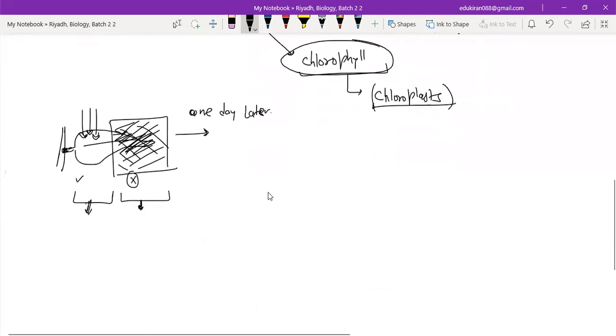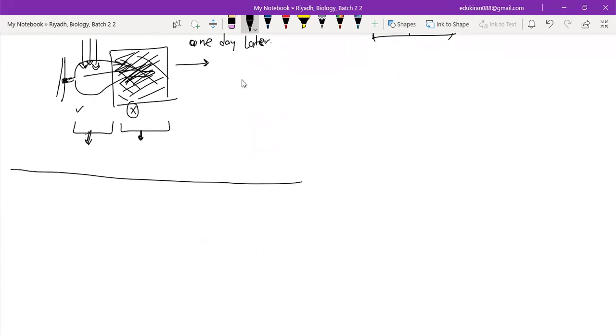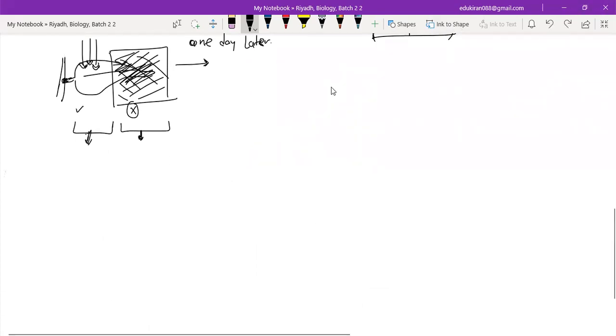Now, what is there in sunlight? Let's come to the third thing. Sorry, just 1 second. Yes. Now, what is there in the light?